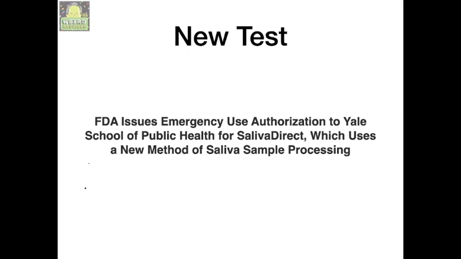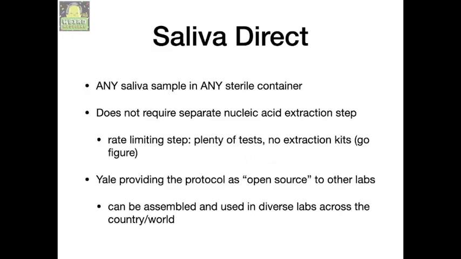All right, let's get into news. We have a new test. The FDA issues an emergency use authorization to Yale School of Public Health for a new test called SalivaDirect, which uses a new method of saliva sample processing. The great thing is you can do any saliva sample in any sterile container. It doesn't require any new equipment, and it doesn't require separate nucleic acid extraction.